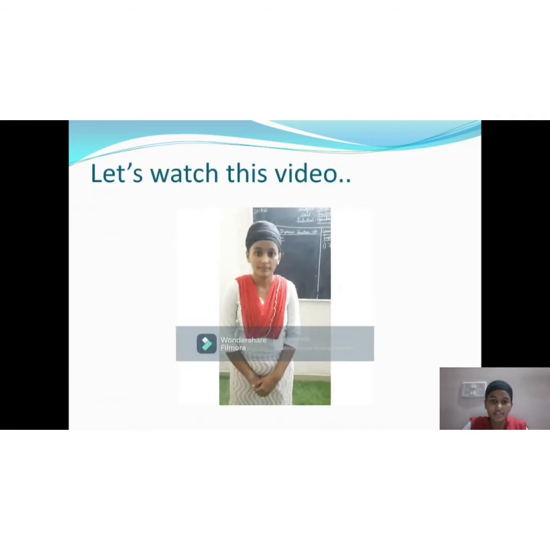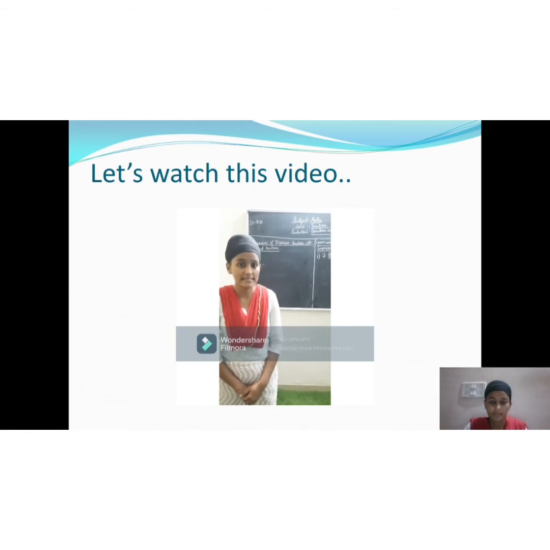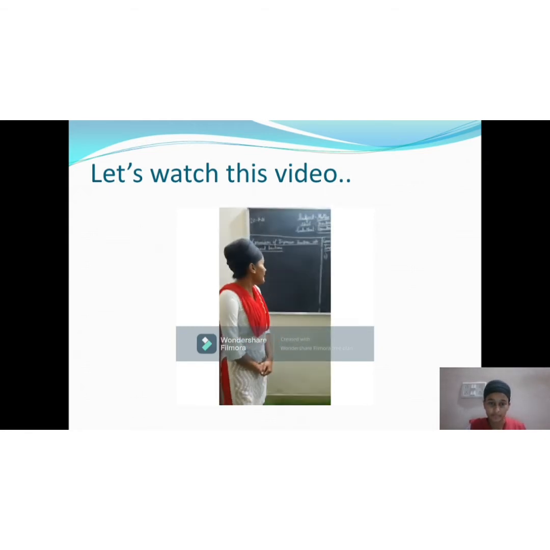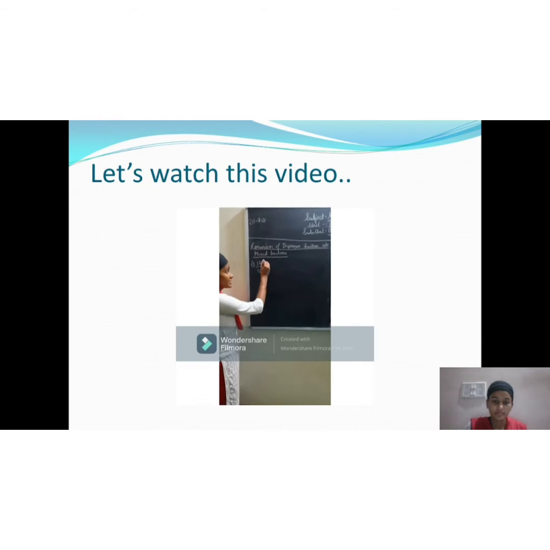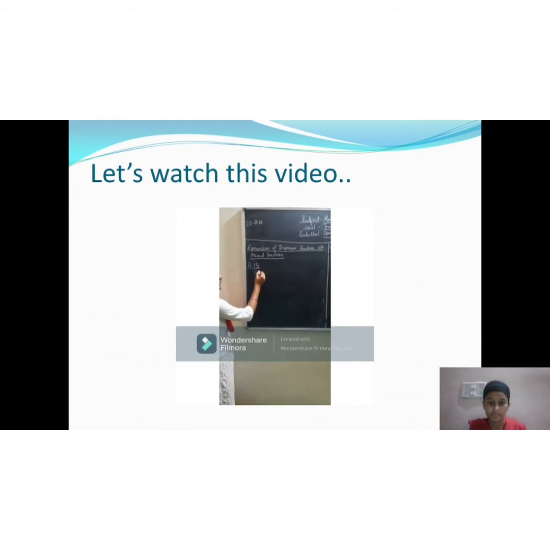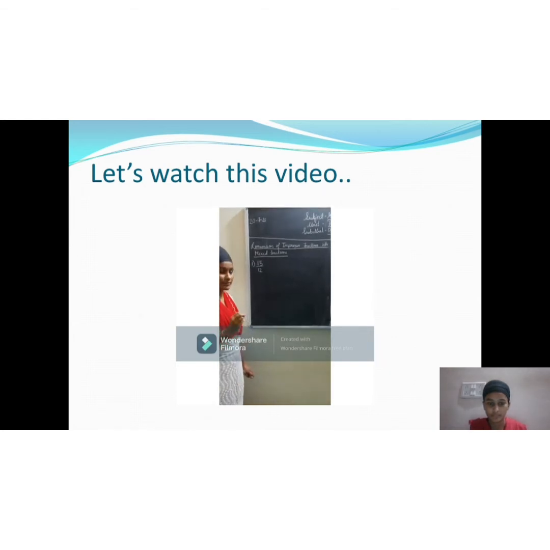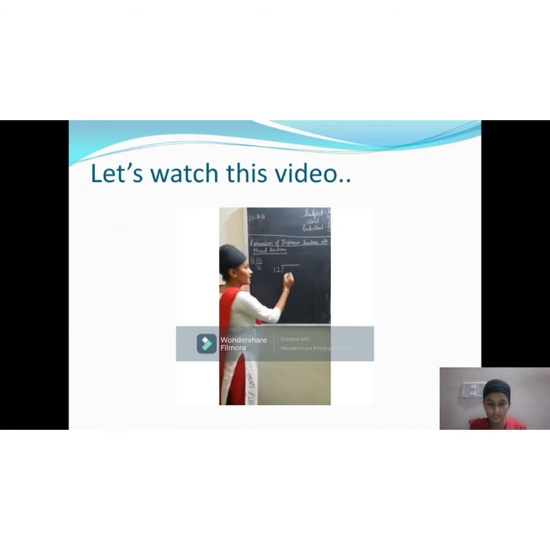Now, let's watch this video. Okay, students. So now we'll see how to convert an improper fraction into a mixed fraction. Okay. So now, what is this? 15 upon 12. Now what you have to do here is first divide the sum. So 15 divided by 12. Okay. So what will you do? How will you divide, students?